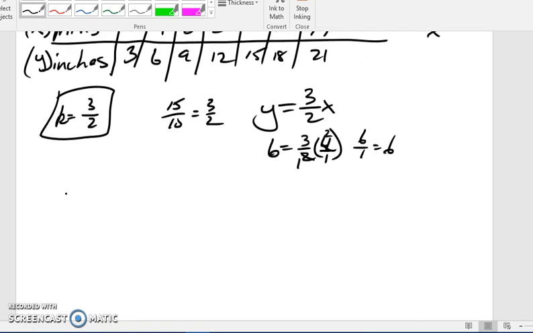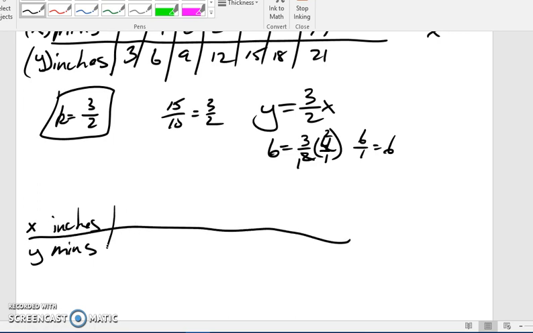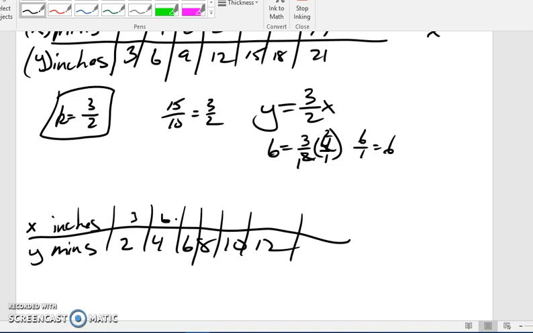Okay, so what happens if I flip it around? What if I set up my table and put my inches on the top and my minutes on the bottom, and I called this the x and this the y? First of all, no, we wouldn't want to do that, simply because time is always on the x-axis. But let's just say that we did. It actually works out just fine when it comes to solving. So your minutes here are still 2, 4, 6, 8, 10, 12. Your inches, just like before, 3, 6, 9, 12, 15, 18.